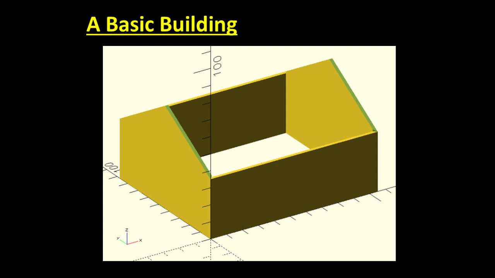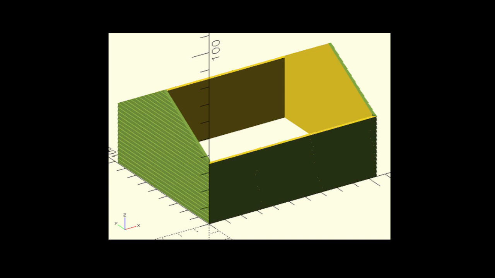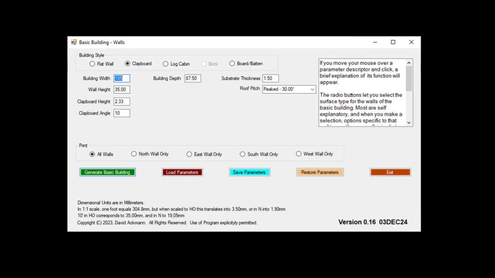No windows or doors just yet. After all, this is a basic building. But what if we click one more button to choose a different wall type to create a clapboard building? This is what we get. If we go back to the form, we see that we could have easily altered the size and angle of the clapboards to suit our specific needs.